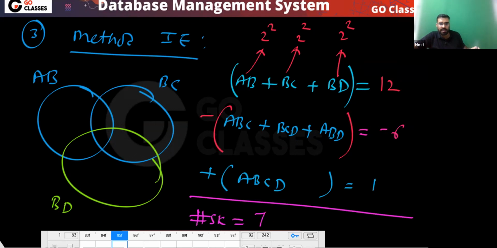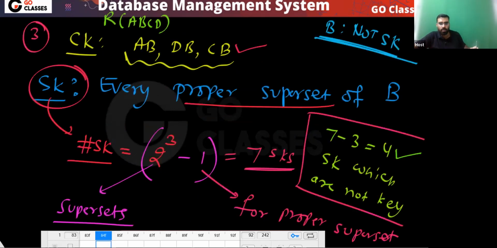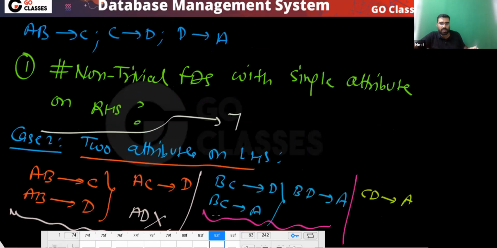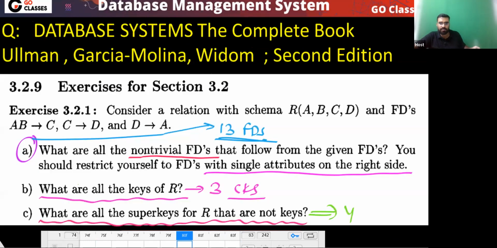And now the question is asking the number of super keys which are not keys. That will be 4. Yes or no? Finally, you can remove these candidate keys, so you can do that also. So for this question, the answer is 4. This is your question 3.1. Is this clear? Let me know.